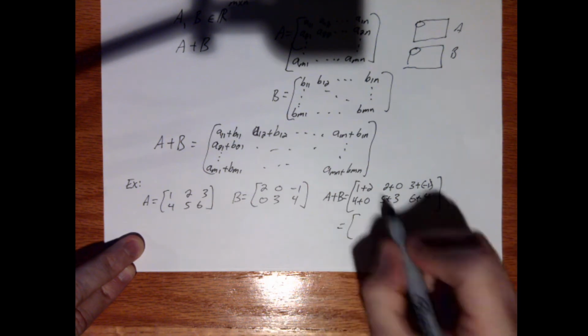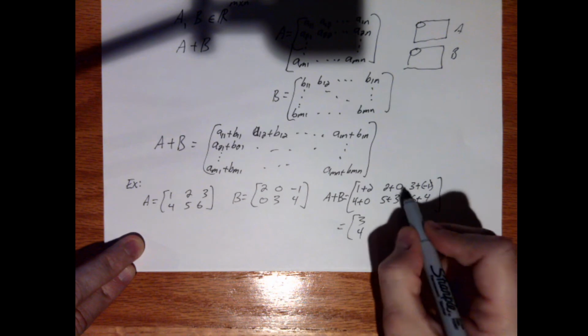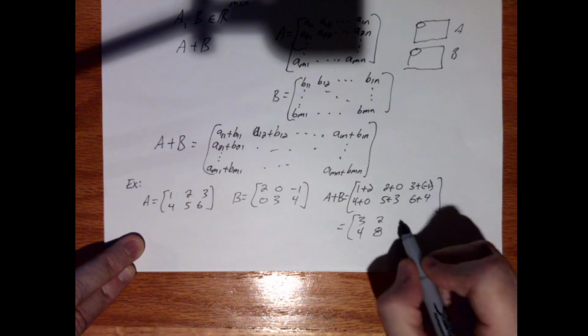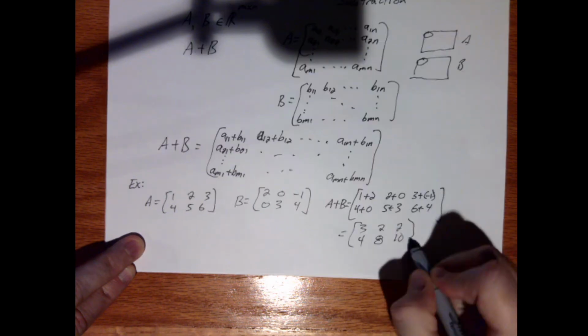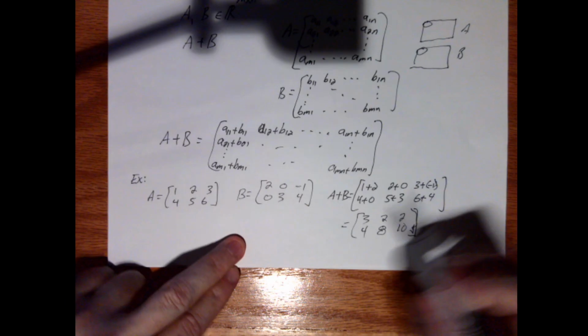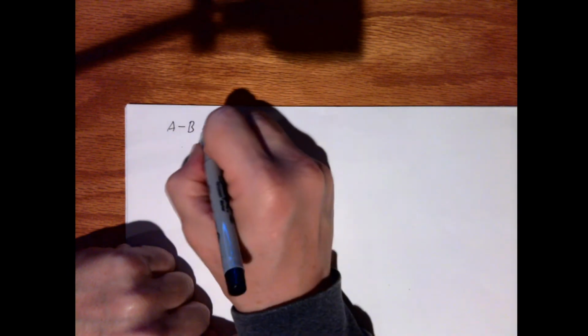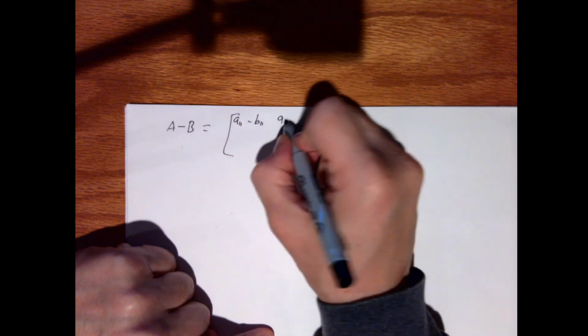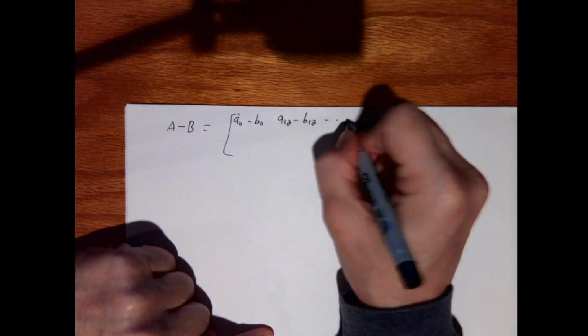And then if we simplify, we got 3 and 4 in the first column, 2 and 8 in the second column, and 3 minus 1 would be 2, 6 plus 4 is 10 in the third column, and this is A plus B. So it's really that simple. What about subtraction? Same basic idea, except now, A minus B would be A11 minus B11, A12 minus B12, and so forth. And this would continue down.